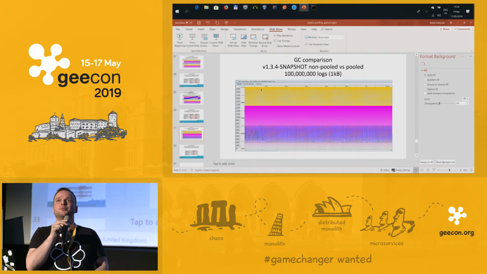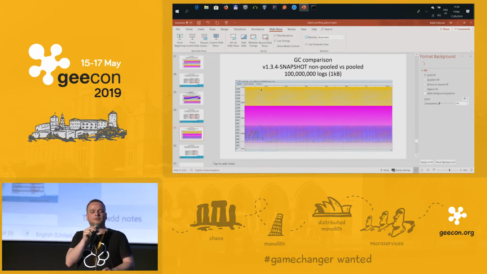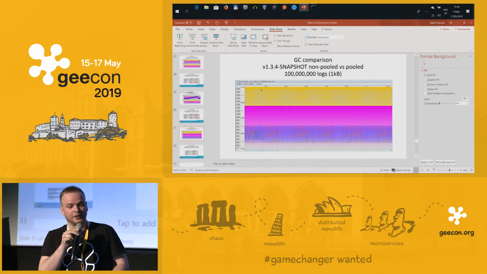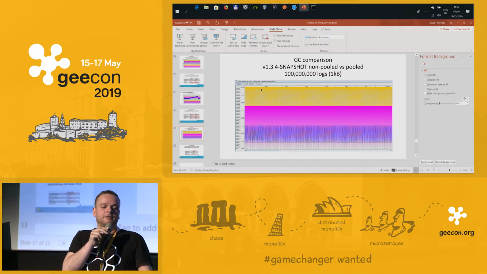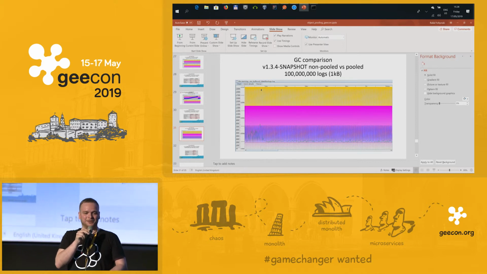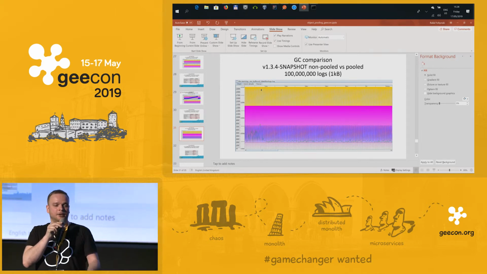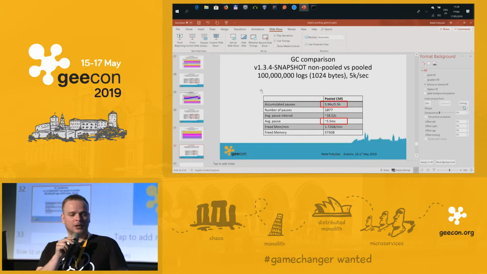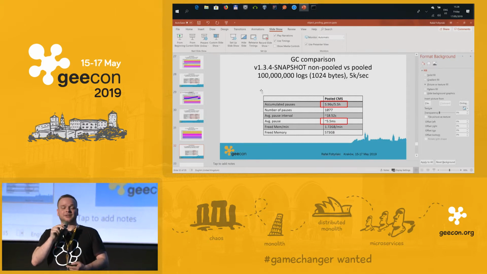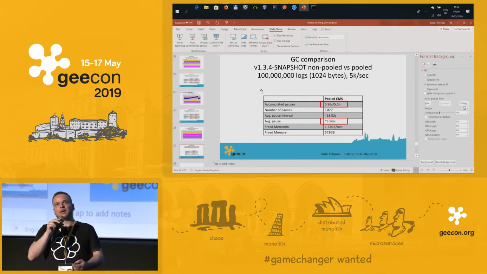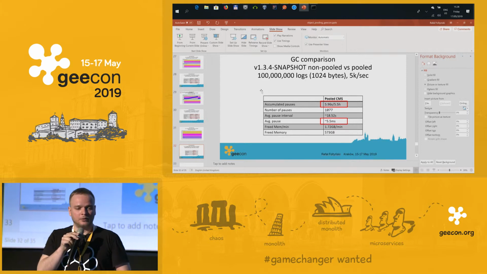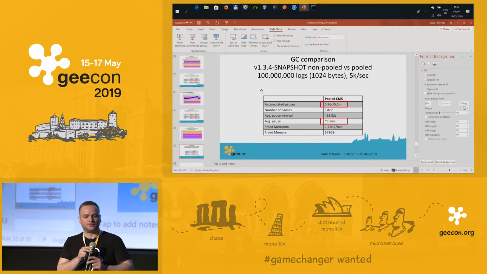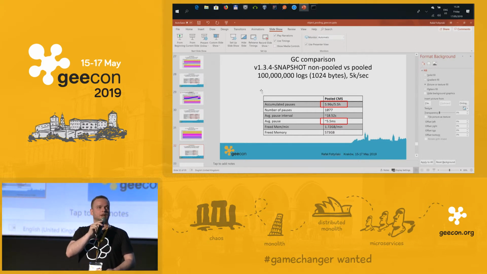I pushed 100 million logs. It took roughly 5.5 hours to actually push it at a rate of 5,000 messages per second, but I couldn't even fit the whole graph here. But you can see that it's like a quarter of the whole graph, and the numbers for me actually were staggering.